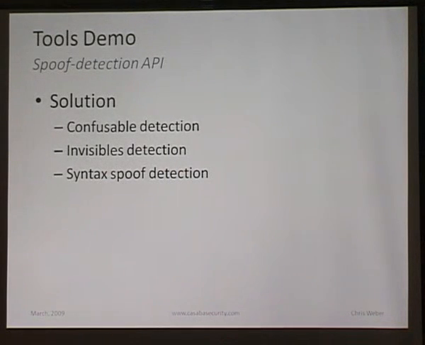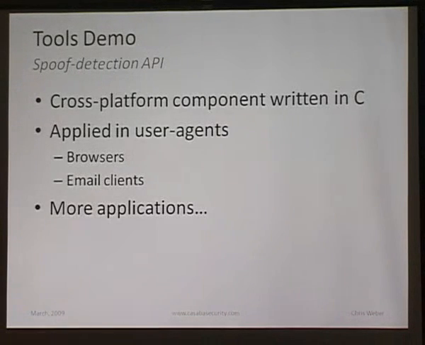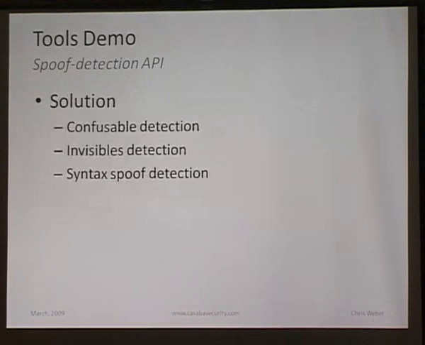So here's a solution, right? Confusable detection, invisibles detection, syntax spoofing detection. This might not make a lot of sense, kind of depends on the last talk I was going through. But what we are building is a cross-platform component written in C. It will run on Unix and Windows, and then we're going to start applying it soon in browsers and email clients. We're going to plug right into it and see how well it works, and do all that sort of detection: the confusables, invisibles, and syntax spoofing.